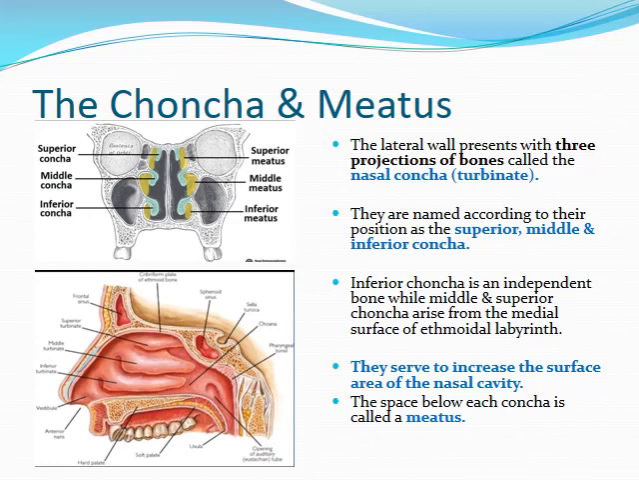So why are these nasal concha present? They serve to increase the surface area of the nasal cavity. Now below each concha there is a passage or space, and that is called the meatus. So accordingly we have the superior meatus below the superior concha, the middle meatus below the middle concha, and the inferior meatus below the inferior concha. So these are the structures we get on the lateral wall of the nasal cavity: 3 nasal turbinate or concha and 3 meatuses.